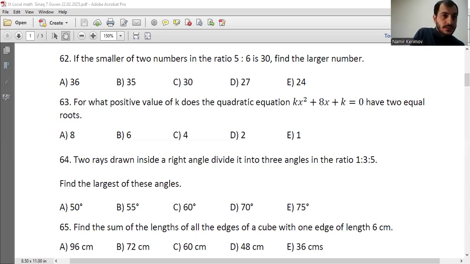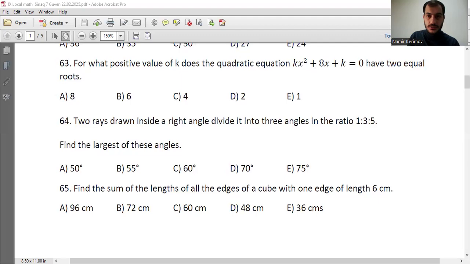Okay, 63. For what positive value of k does the quadratic equation have two equal roots? If it says two distinct roots, that means the discriminant is positive. If it says there's no real root, that means the discriminant is negative. But in this question, we should find two equal roots, or it's the same as one root. The discriminant should be 0. As you know, the formula of the discriminant is b squared minus 4ac.